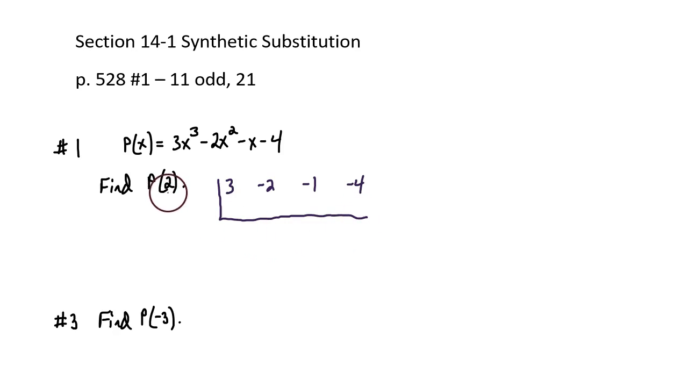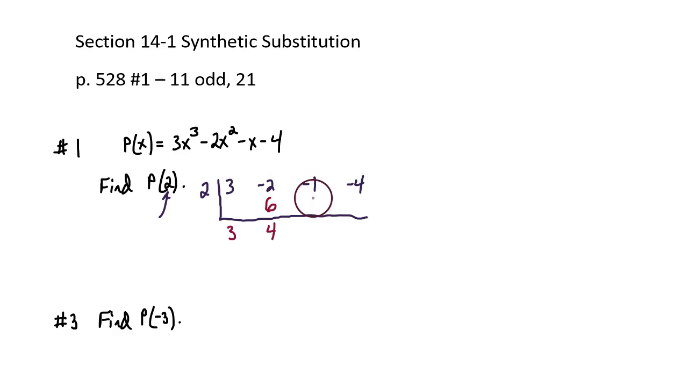Now to evaluate for p of 2, take whatever that number is that we want to input and write it on the left side of the bracket. The process of synthetic substitution involves bringing the first number down underneath and then multiplying that number by what's out front. 3 times 2 makes 6. Write that under the second number. Now add these together. That makes 4.